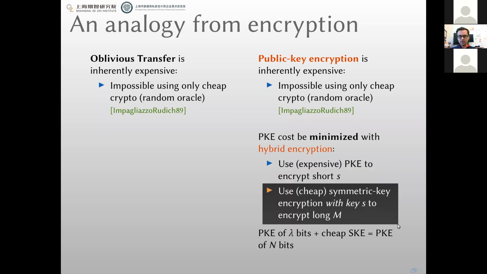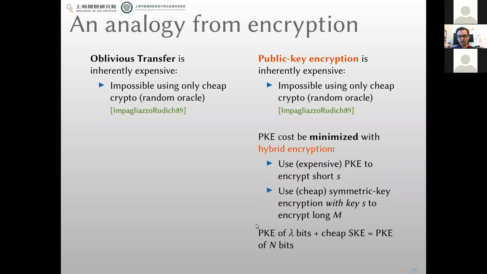So as long as you can do public key encryption of something that's maybe 128 bits long, then you can do everything. You can encrypt long messages with public key encryption, but the cost of the expensive stuff is limited to just encrypting 128 bits. So this is very well known. This is why we can use public key encryption.